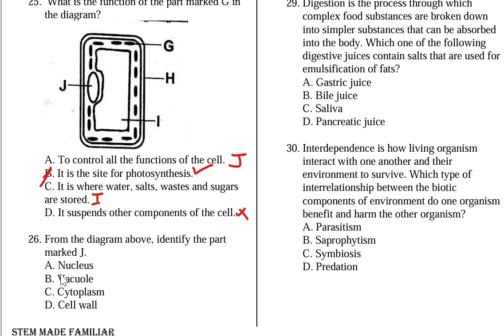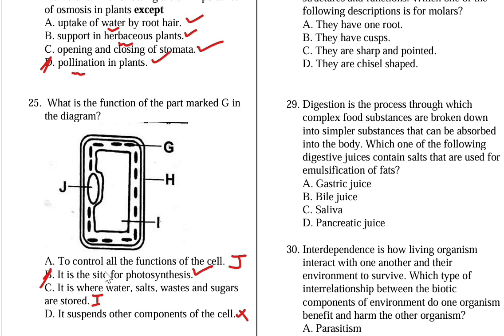Number 26, from the diagram above, identify the part marked J. So J, we have said J is the nucleus. It controls all the cell activities and carries the genetic material of the cell. Therefore, the answer is A.